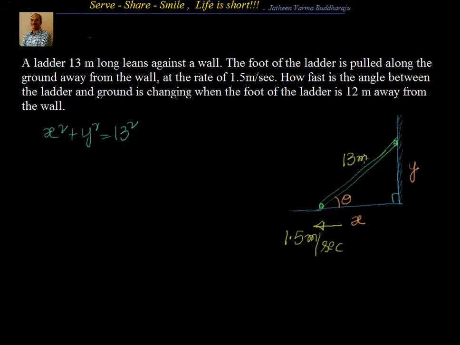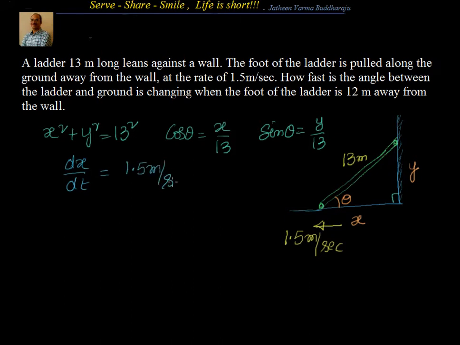And what else do we know? Whatever the angle may be changing, since we have a right angle here, always cos theta is equal to x by 13 and sin theta equal to y by 13. We know that too. So this is the information we have. We have been given dx by dt is equal to 1.5 meter per second. What we have to find out? d theta by dt is equal to how much?